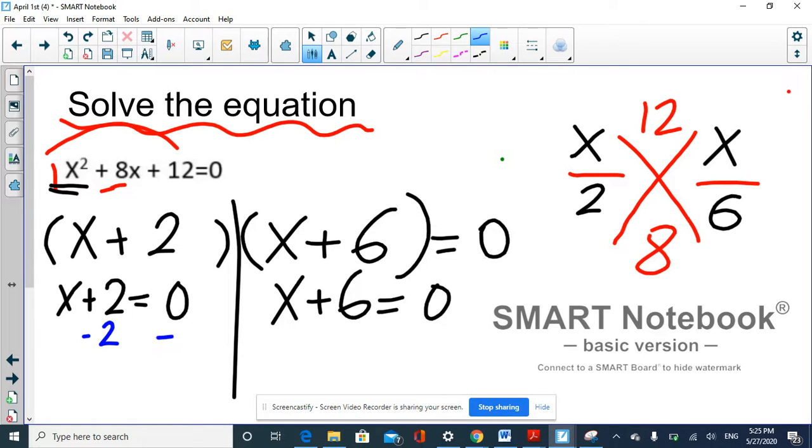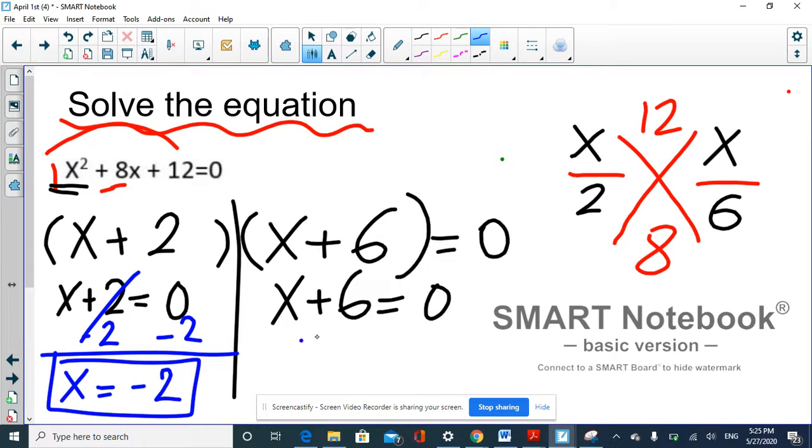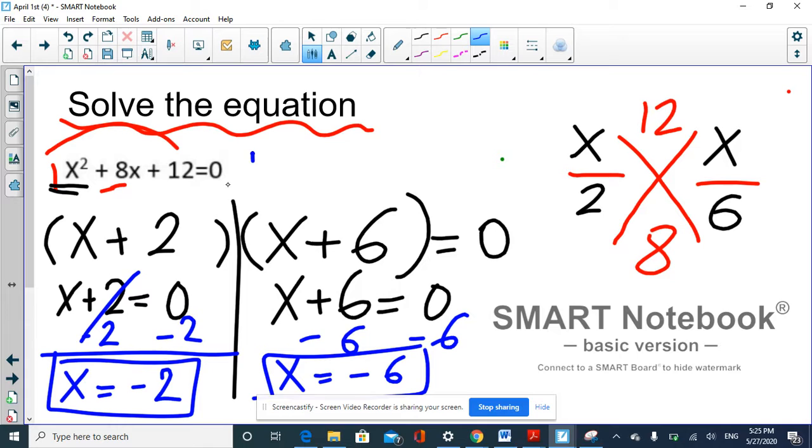Subtract 2. I know that it's easy for you to solve linear equations. x equals negative 2, and this is the first value for x. Subtract 6, x equals negative 6, and this is the second value. We have two values for x, that means we have two solutions. Either of these solutions, negative 2 or negative 6, will make this equation true. If you plug in x equals negative 2 or x equals negative 6, you will get 0.